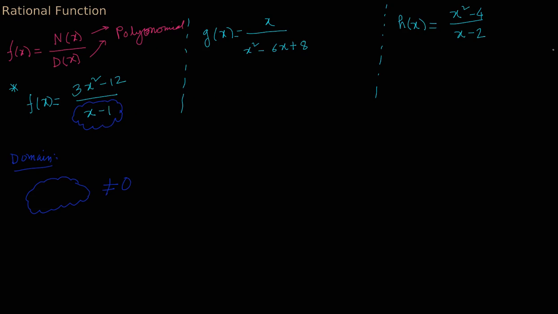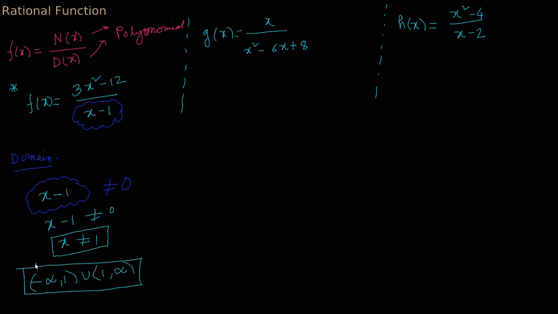So x minus 1 cannot be equal to 0, so x cannot be equal to 1. In proper mathematical notation, that will be negative infinity to 1, union 1 to positive infinity. This is the domain for this particular function.